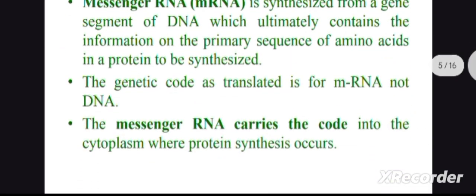Here the messenger RNA, mRNA, is synthesized from a gene segment of DNA, which contains the information on the primary sequence of amino acids in a protein to be synthesized. So the genetic code is translated from mRNA, not DNA. The messenger RNA carries the code into the cytoplasm, where protein synthesis occurs.